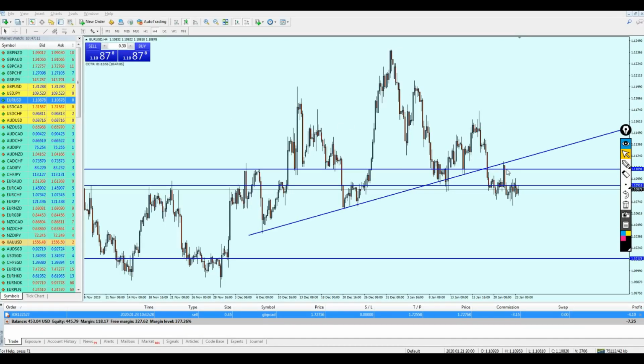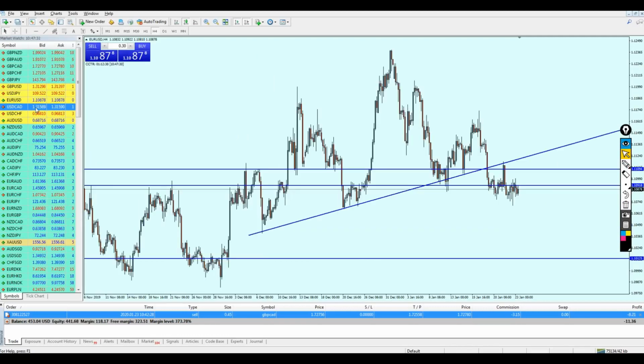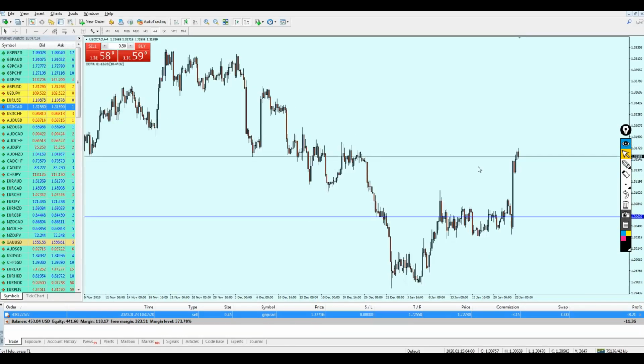So let's look at the Euro USD, and what we can see right now is we are between support and resistance. The current price is between support and resistance, and therefore I don't really think it's going to be a good idea to look for any setup on the Euro USD right now. We cannot really scalp the market in such conditions.